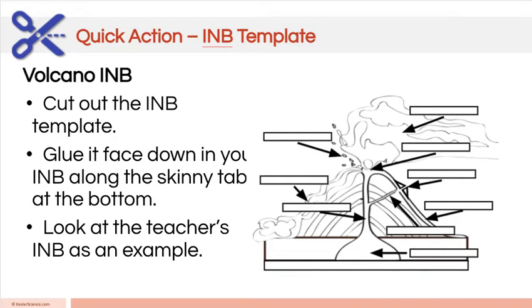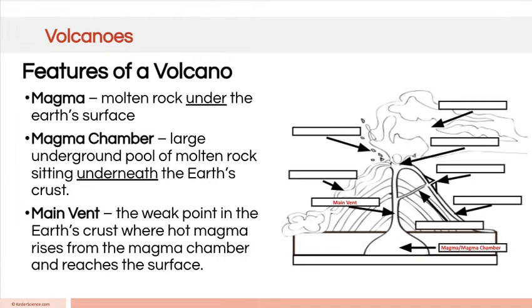Now, before we get too much further, let's learn about the parts of a volcano. You can go ahead and disregard over here these instructions. We aren't going to be doing that, but I do want you to pay attention to the different parts of a volcano as I go through them. First and foremost, we have magma. Magma is molten, meaning liquid rock, underneath the Earth's surface. This is what it is when it is in the crust and the mantle.